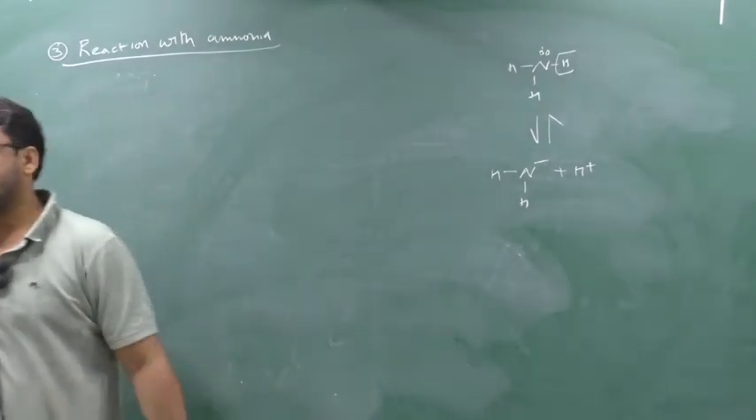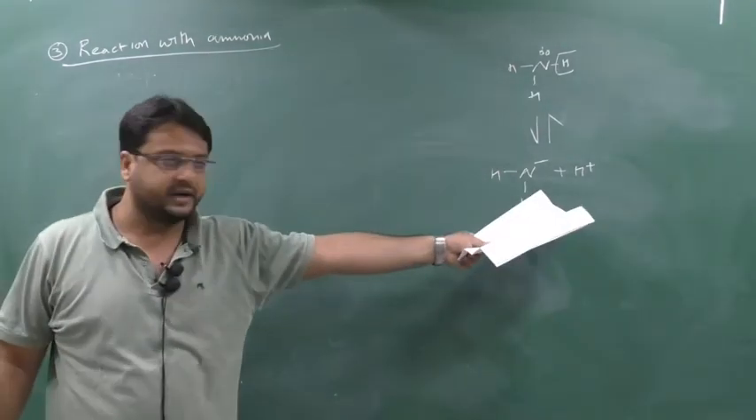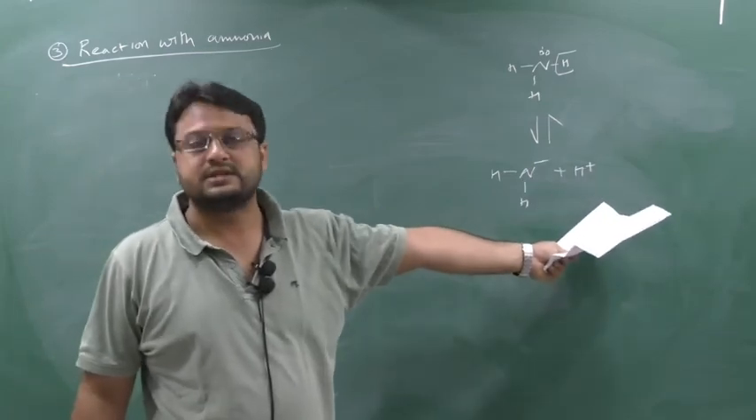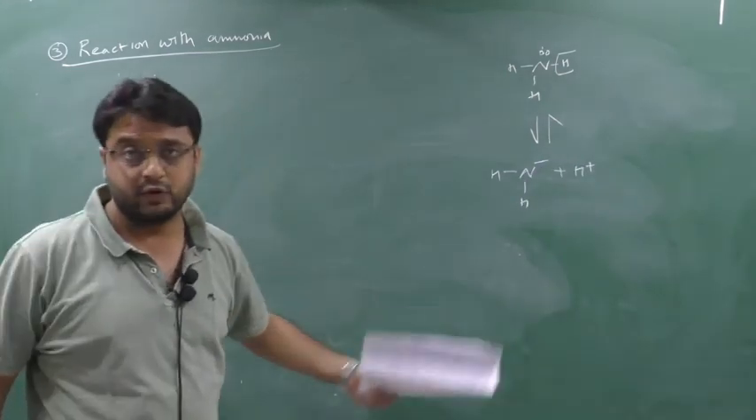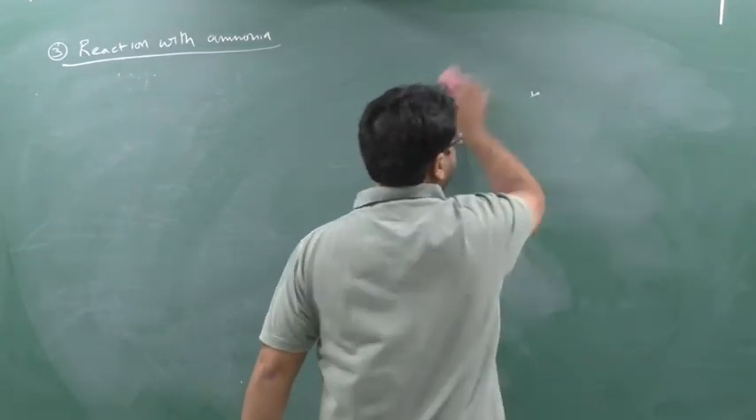So understood? If I remove H plus from ammonia, it's not an acid. Do not understand it as an acid. Just for getting the answer I am doing this. Okay, so now see this.